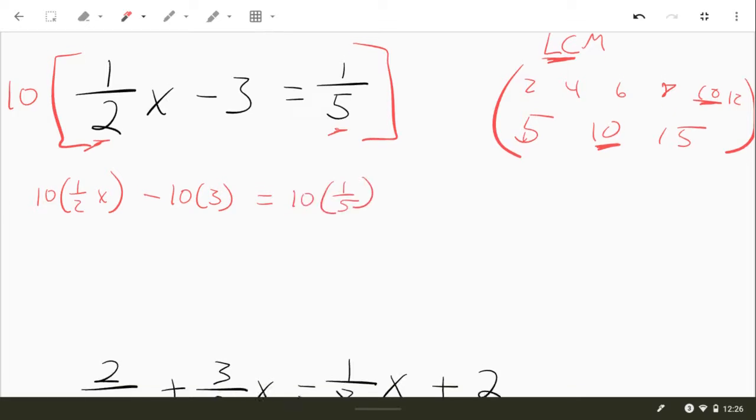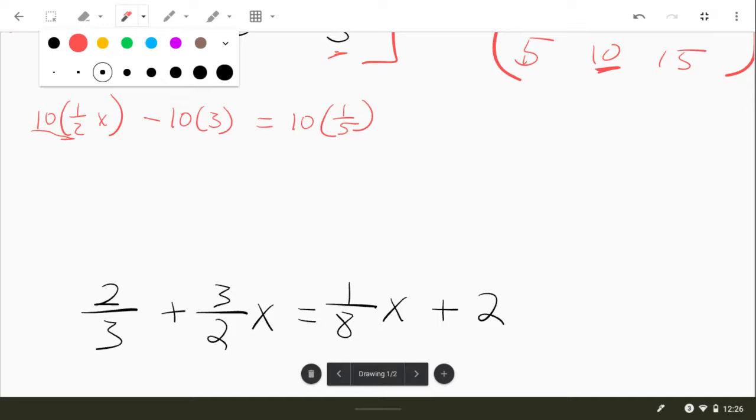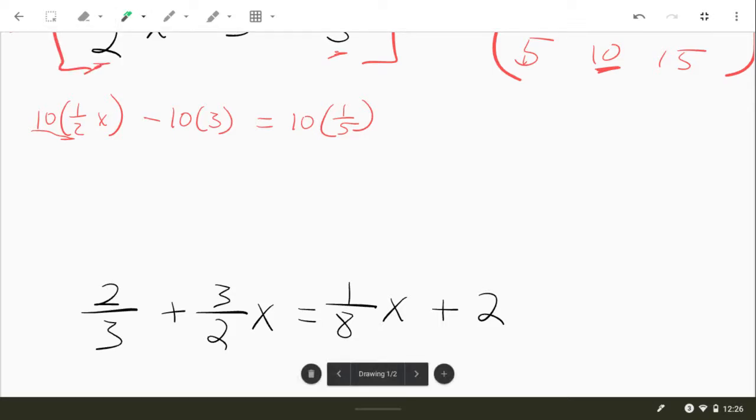All right, and then we're going to simplify this. Really all we're doing here is the 10 times the 1/2. And when you multiply by 1/2, you just kind of cut the number in half. So it's half of 10. Well, that's 5x. 10 times 3 is 30, of course. And then 10 times 1/5. The way that you handle fractions is you're going to use the top number for multiplying by and the bottom for dividing by. So we're going to do 10 times 1, so it's still 10, and then divided by 5. So we're just doing 10 divided by 5.